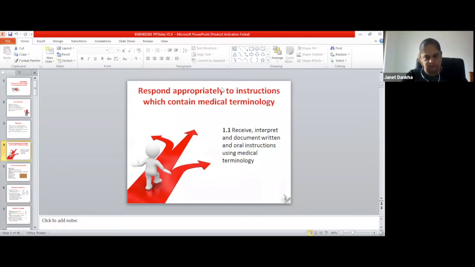The cardiac ward is also called CCU, Coronary Care Unit. Coronary Care Unit, CCU.